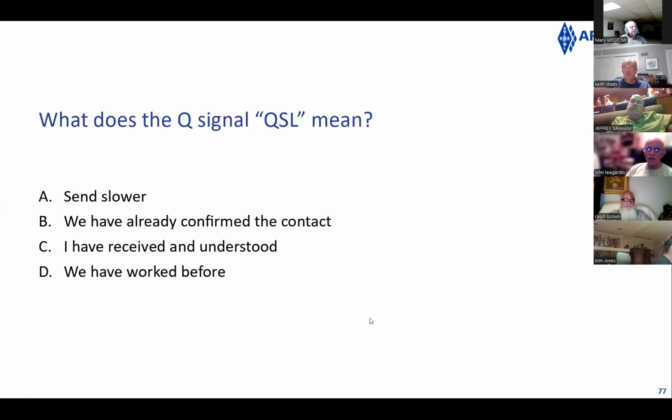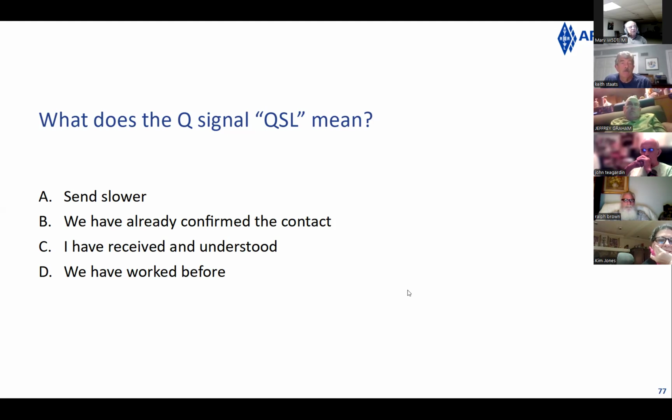What does the Q signal QSL mean? Send slower. We have already confirmed the contact. I have received and understood. We have worked before. B. Yeah, I have received and understood.